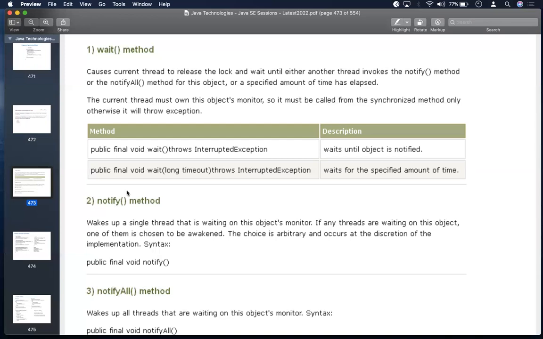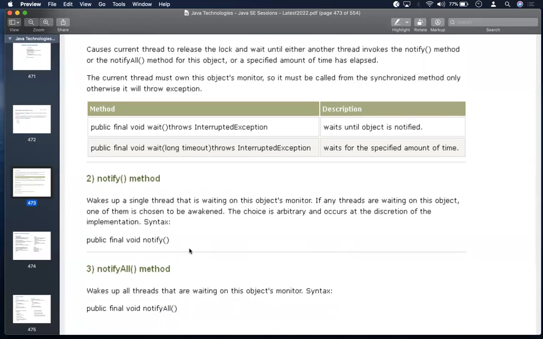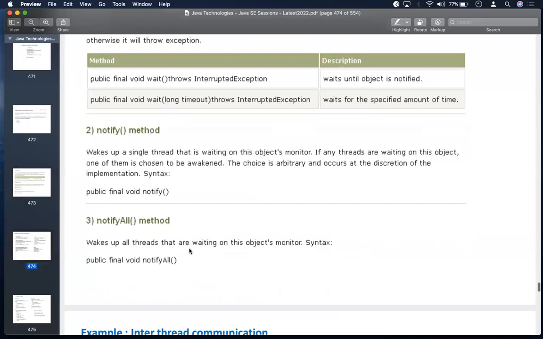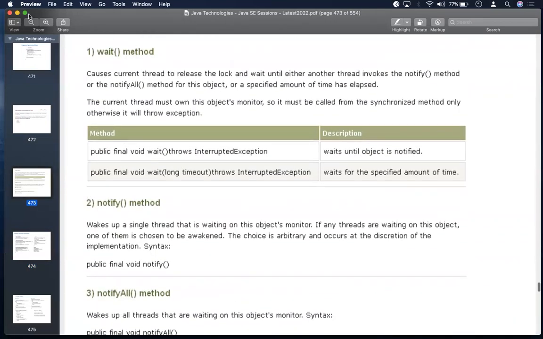Whenever the notify method is called, the waiting threads on that particular critical section will be notified, and one thread will get selected for execution. So with the help of wait and notify methods, this inter-thread communication will happen. In order to deal with this, I have a scenario. Let me explain the scenario.